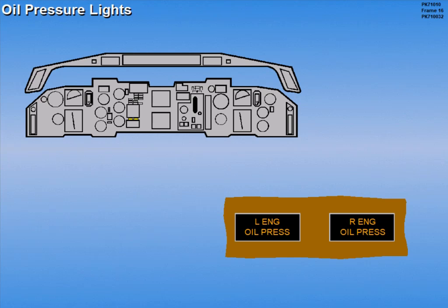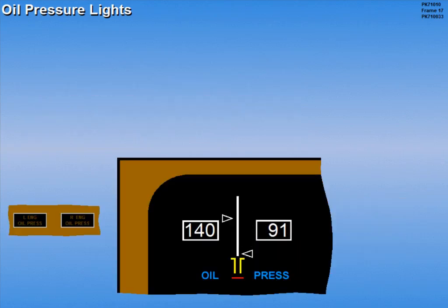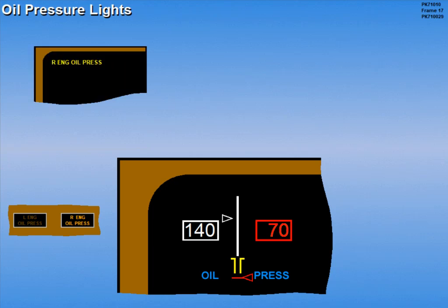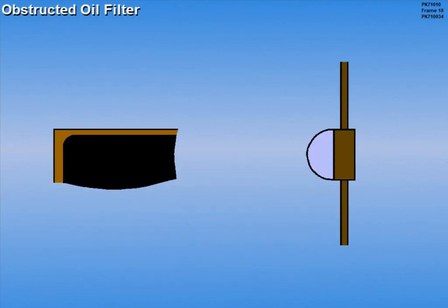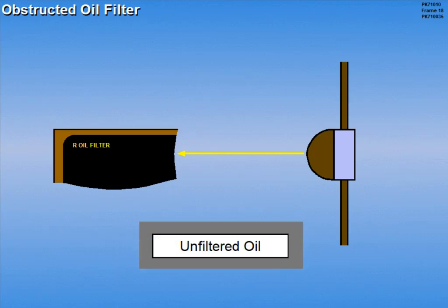Oil pressure lights for each engine are located on the center panel below the standby engine indicator. An oil pressure light illuminates when oil pressure decreases below the minimum operating limit for that engine, accompanied by an engine oil pressure advisory message. Should the main or scavenge oil filters become obstructed, an engine oil filter advisory message appears. This indicates that unfiltered oil is being used to lubricate the engine. Should either filter become obstructed, refer to Operating Manual Volume 1.